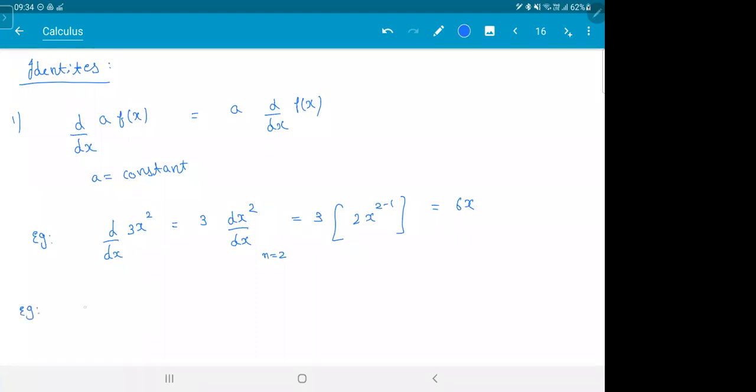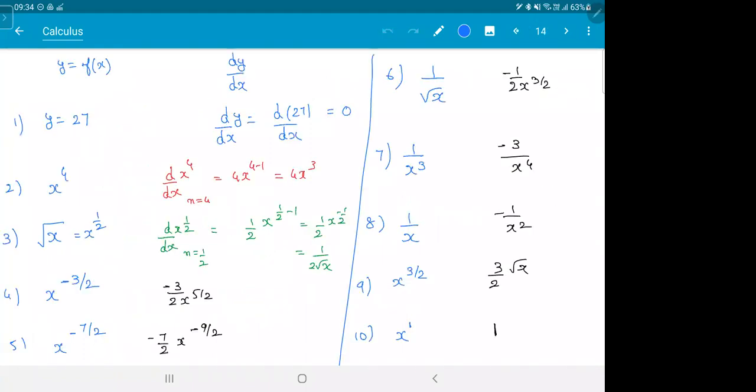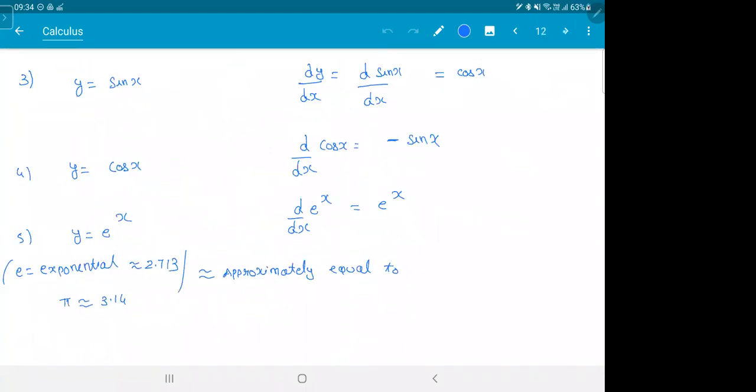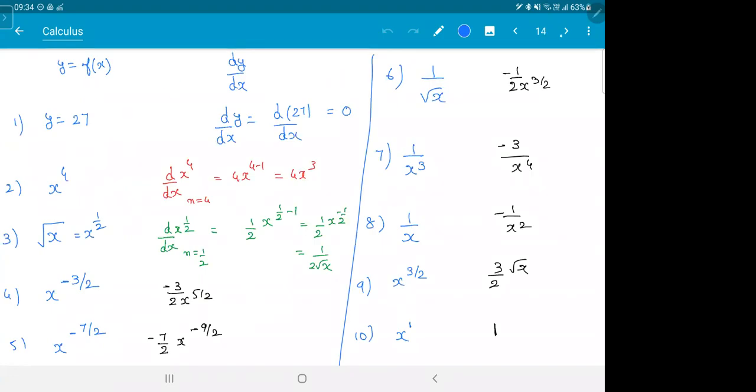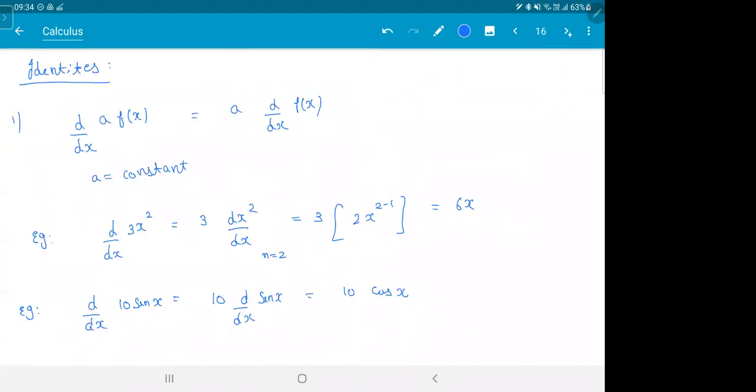One more example. Let's say you have d by dx of 10 sine x, 10 comes out, then you differentiate sine x. What is sine ka differential? Cos x. Are you getting it? This is what we did last time. People, you should revise. Sine ka differential is cos x. Put it on. This is the first identity.